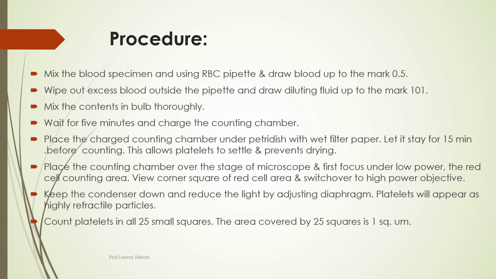Procedure: mix the blood specimen and, with the help of the RBC pipette, draw the blood up to the 0.5 mark. Then wipe off the tip of the pipette and draw the diluting fluid up to the 101 mark. Then again wipe off the tip of the pipette. Mix the contents in the bulb thoroughly. Wait for 5 minutes and charge the counting chamber.